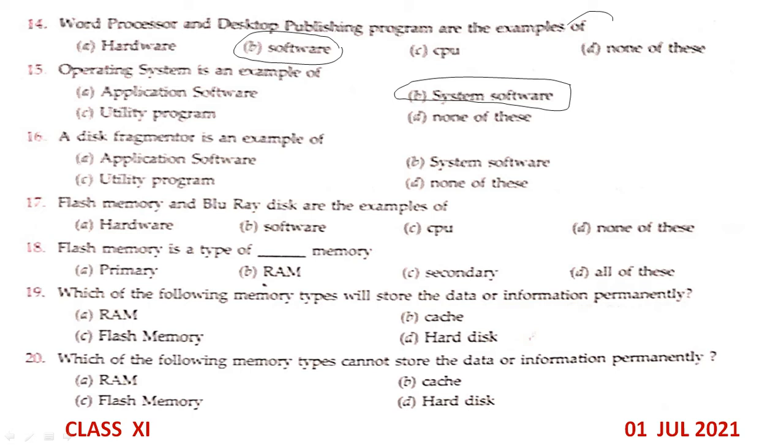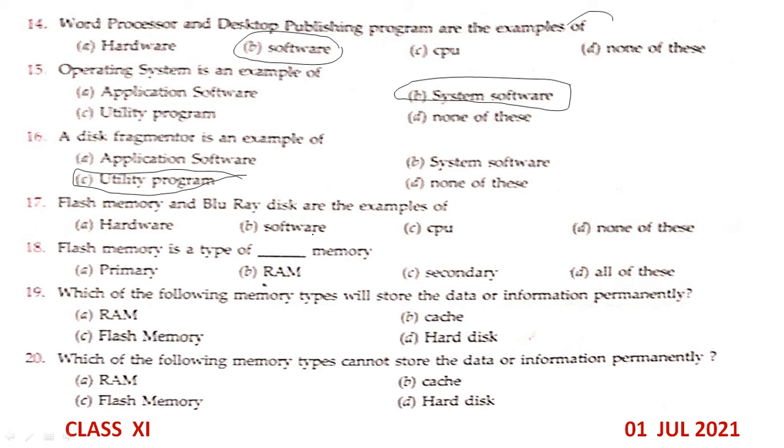A disk fragmenter is an example of application software, system software, utility program, none of these. What will the disk fragmenter do? Whenever the data is stored in different places in your memory, and you are unable to find a particular space to store data, the disk fragmenter will push all the stored data to one end, so that it creates space for storing data and makes your memory available. Therefore, it is a kind of utility. Therefore, it is called a utility program.